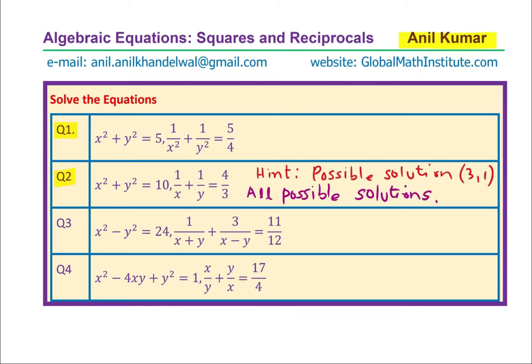The question is, are these the only solutions? Means 1, 3 and 3, 1, right? Let me rewrite this here. Or there are more solutions to this. How can we be sure about it? So let us now look into the method of solving such an equation completely. Perfect. So let's begin by working on these equations.